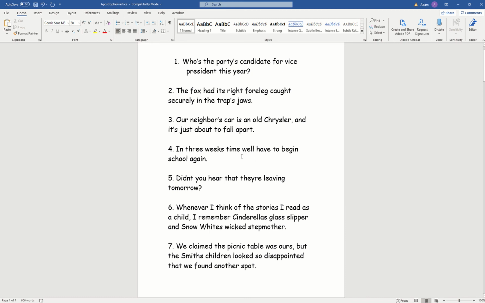In 3 weeks' time, we'll have to begin school again. And this is like that sort of more difficult possession question example that I gave you before. In 3 weeks' time, that is the time of 3 weeks. So the time actually belongs to the weeks. There is possession, and 3 weeks' time. Is there possession? Yes. Does the word end in S? Does weeks end in S? Yes. 3 weeks. Weeks ends in S, so apostrophe after the S.